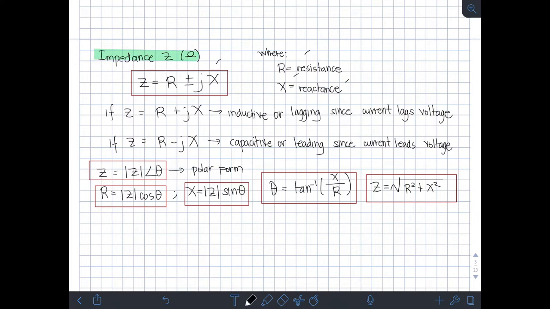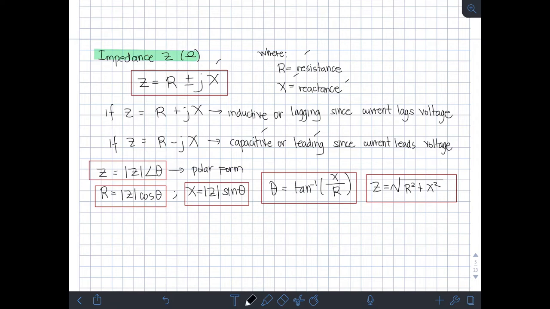So, if Z is equal to R plus JX, ibig sabihin meron tayong inductive or lagging circuit since current lags voltage. So, base dun sa characteristic kanina ng inductor, right? Current lags voltage by 90 degree. Tapos, if Z is equal to R minus JX naman, capacitive or leading since current leads voltage.